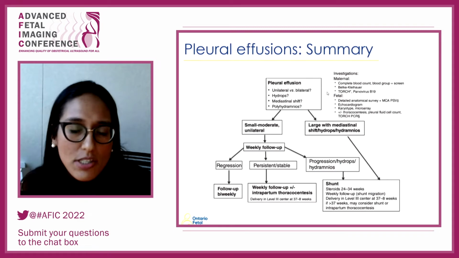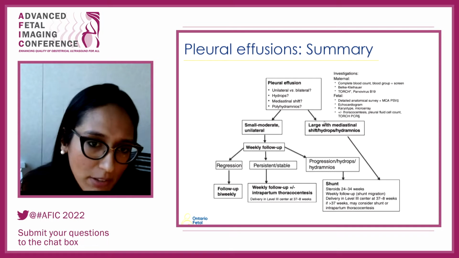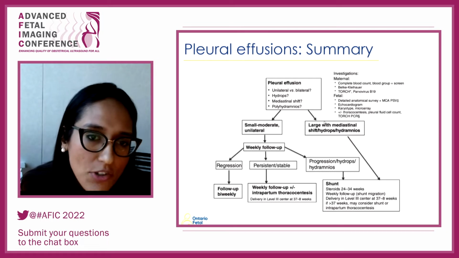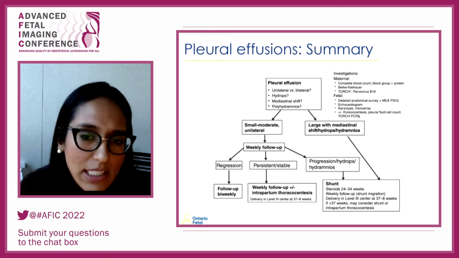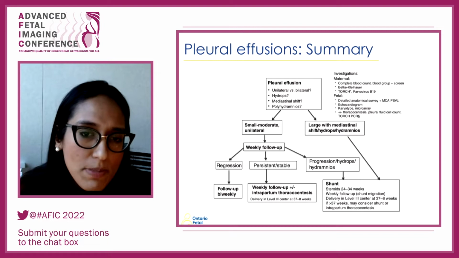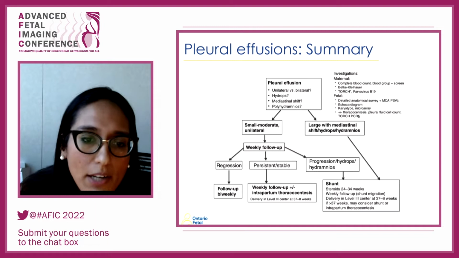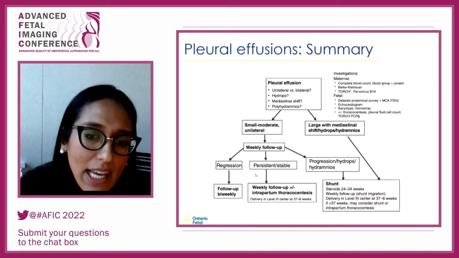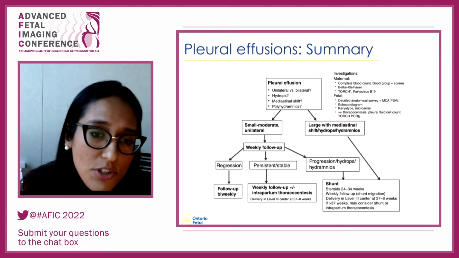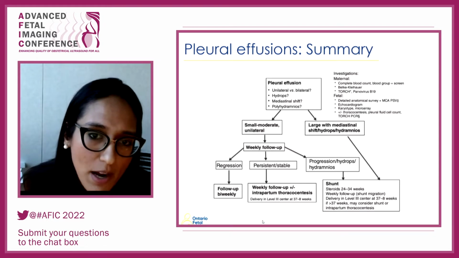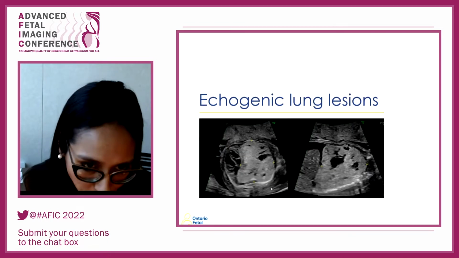So again, just to summarize, when you have a pleural effusion, you want to figure out, first of all, is this unilateral or is it bilateral? Is it hydropic? Is there substantial mediastinal shift or polyhydramnios? These are all to really assess the severity. If they're very large and there's a significant mediastinal shift, or they're rapidly progressive, this should be sent to a tertiary center where they can offer potentially fetal intervention. If they're small or moderate, then these should be followed weekly. And if they worsen over that weekly assessment, or they get larger, then again, they should be assessed in a tertiary center where fetal intervention may be an option. So those are the main key points to look for when we're assessing pleural effusions.